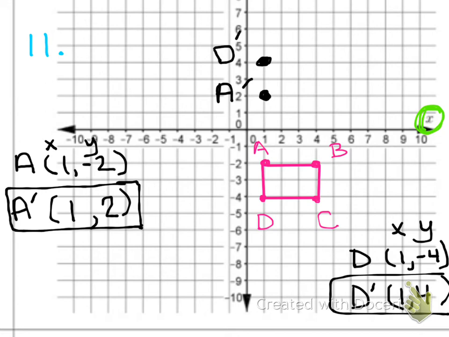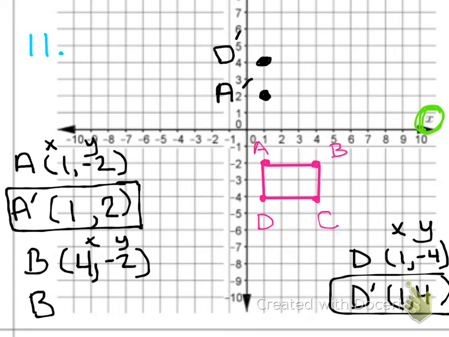So this one asks you to reflect point B across the y-axis. So the first thing we're going to do is write the ordered pair for B. So the ordered pair for B is going to be 4, rather, 4 and then -2. So 4, -2. Remember, we're going to label those with X and Y.